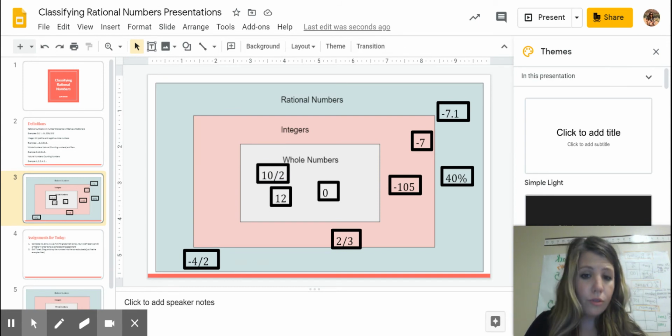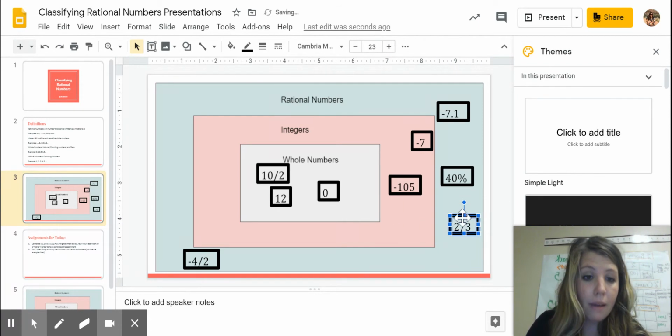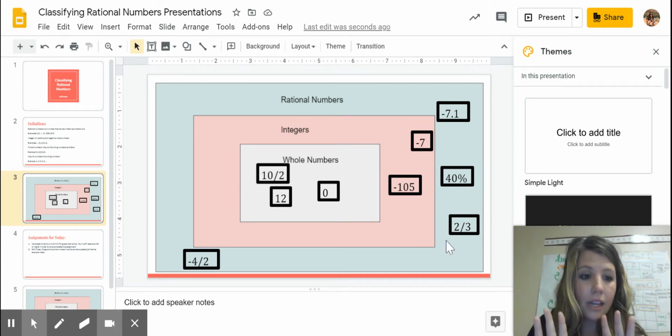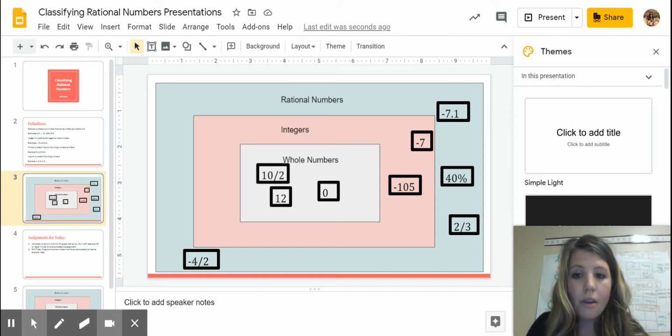Then if I look at 2/3, 2 divided by 3 is not going to be a whole number. So I know that that one is, in fact, a rational number. So I can go ahead and move that, because if you notice, my numerator, or my top number, is smaller than my denominator. Therefore, it's not going to be a whole number, okay?